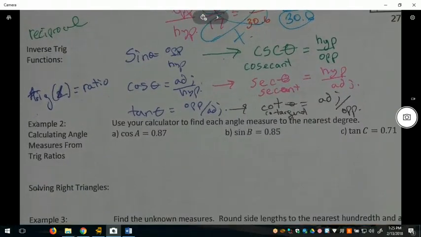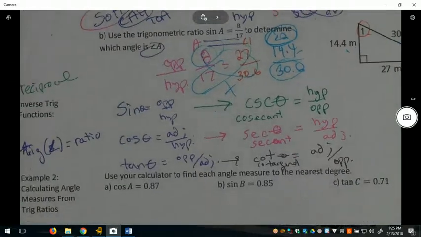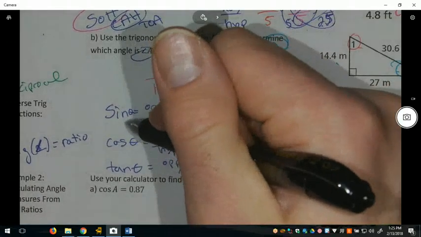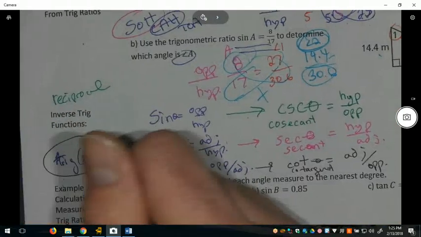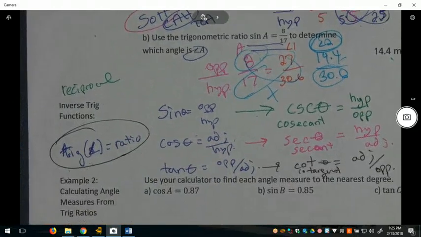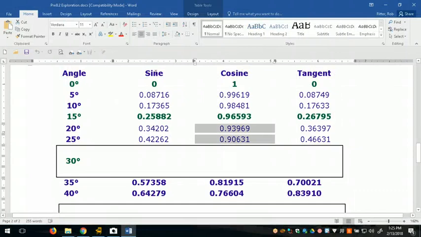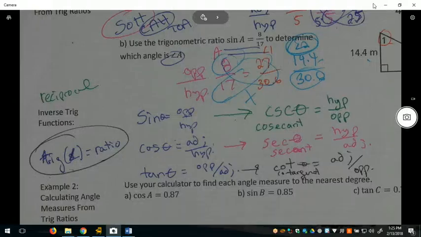Now, here's something else. Inverse trig functions. Let me go back to my discussion here. A trig function of the angle is equal to the ratio. So if I plug 25 into the sine function, it gives you this ratio. Well, now we're talking about inverses.